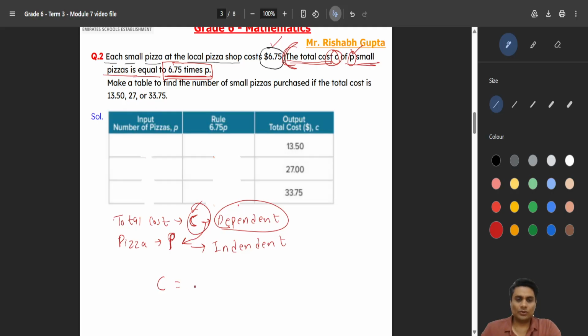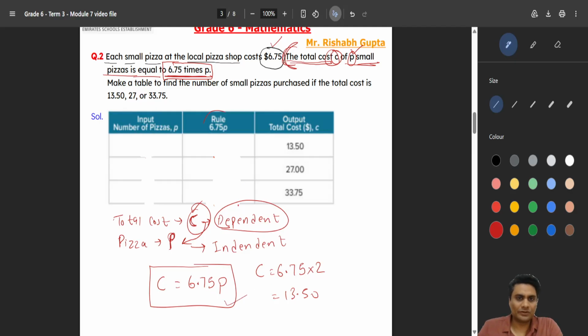That is, C is equal to 6.75 times P. Times means multiply. Correct? This is my equation. If I order one pizza, then 6.75 times 1, the total bill will be 6.75. If I order two pizzas, then the total cost will be 6.75 for one pizza, multiplied by 2 because we have two pizzas. So it will give me how much? $13.5. Yes or no? So this is my rule.